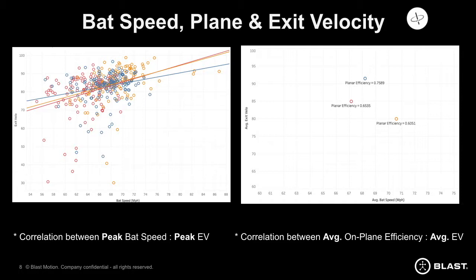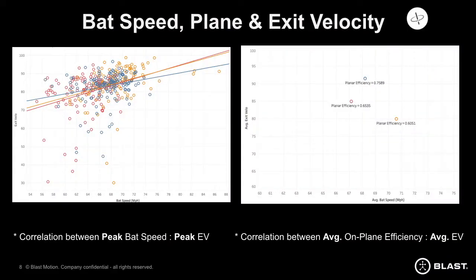The same guy in the orange who's at that top right-hand corner of the left-hand graph is also at the bottom right-hand corner of plane efficiency and average bat speed on the x-axis, average exit velocity on the y-axis. He had the fastest bat speed of the group, but the lowest planar efficiency and barreled the least amount of balls consistently. His average exit velocity was below 80 miles per hour. That's 8 or 9 miles per hour lower than Major League average.